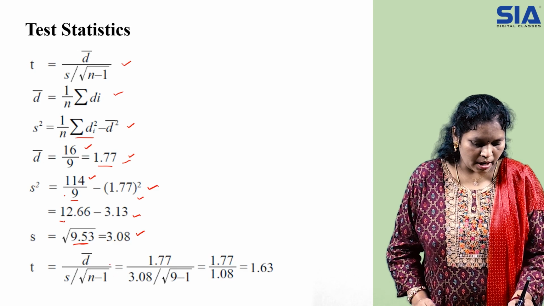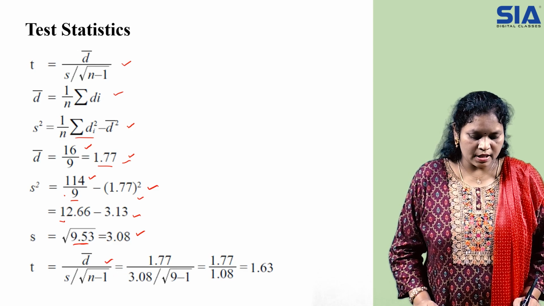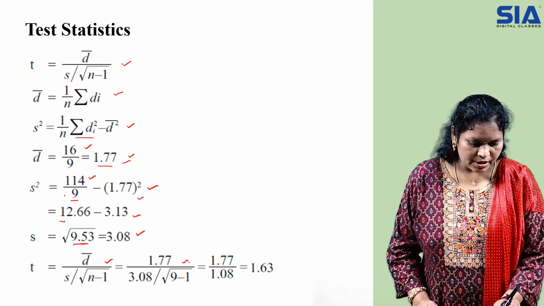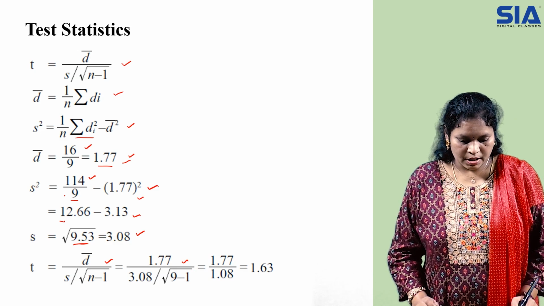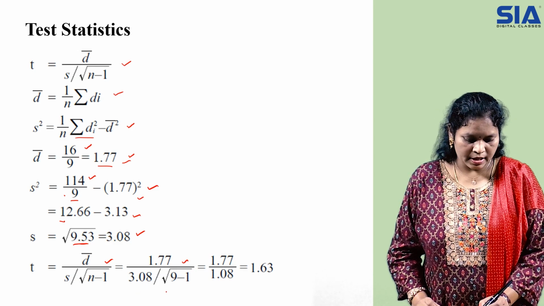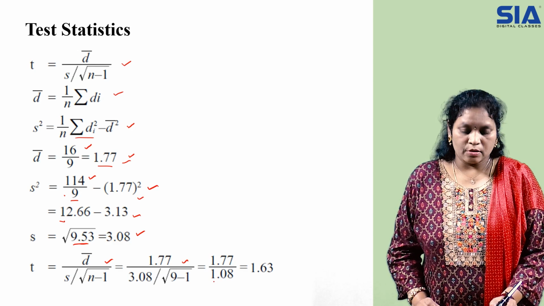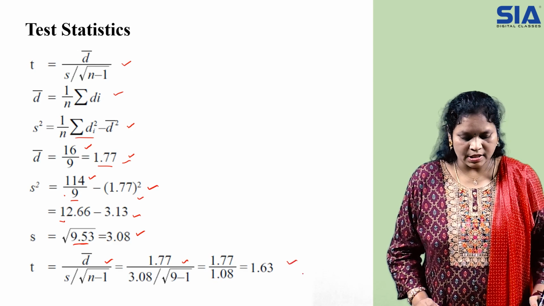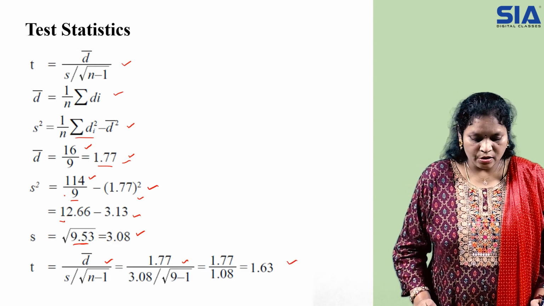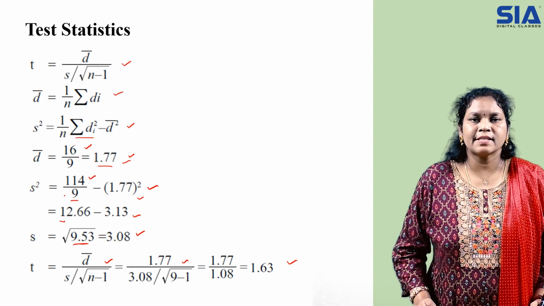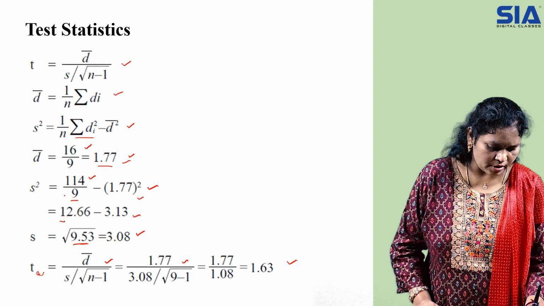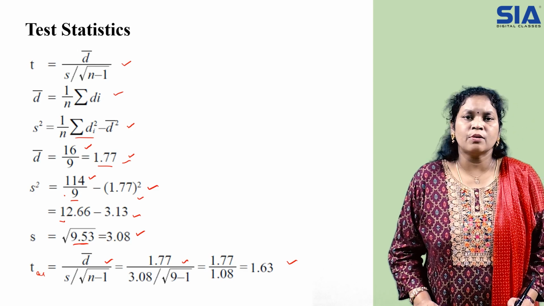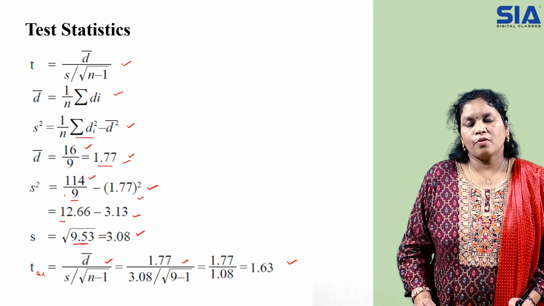So t is equal to d bar by s by root n minus 1. Substitute the values: 1.77 by 3.08 by root 9 minus 1 is the substitution part, and I have done the calculations. I have got the answer as 1.63. So whatever value we got, 1.63, that is the calculated value. So I can write it as T calculated, T CAL downside.